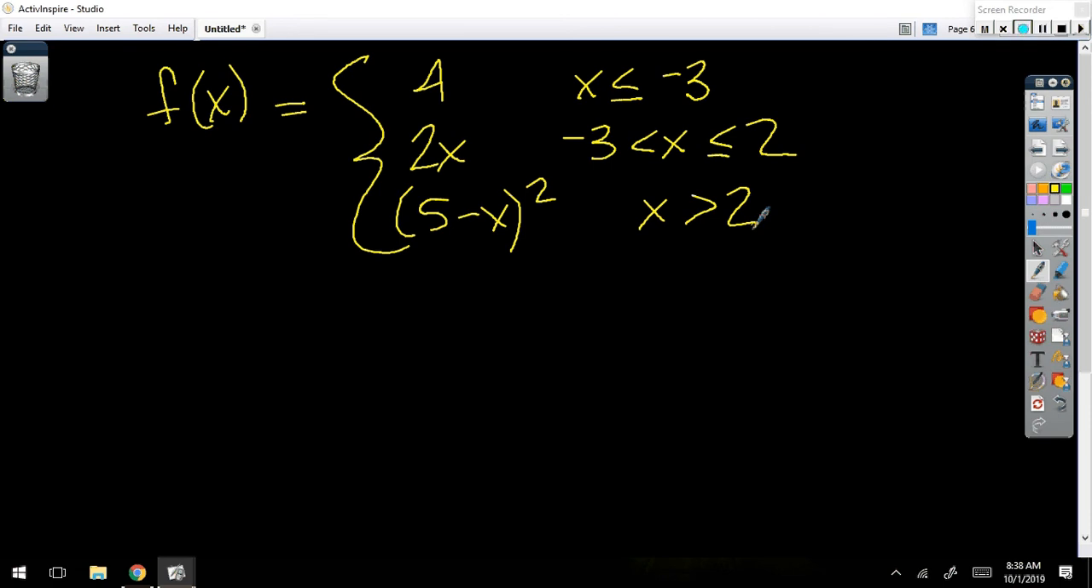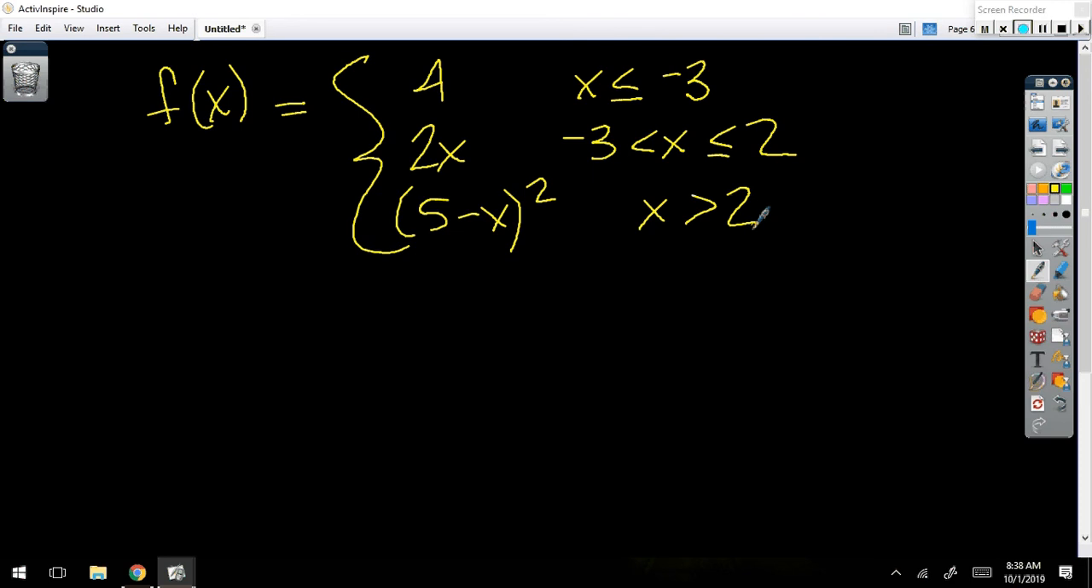What's the first one look like? If you didn't have any domain restrictions there, what's the first one look like? What's the graph of y equals 4 look like? So a straight line which way? Horizontal line at y equals 4. Straight across. How about 2x? What does that look like? It's a diagonal line, right? How about 5 minus x squared? What kind of graph is that? Anytime you see a squared, it's a parabola, right?